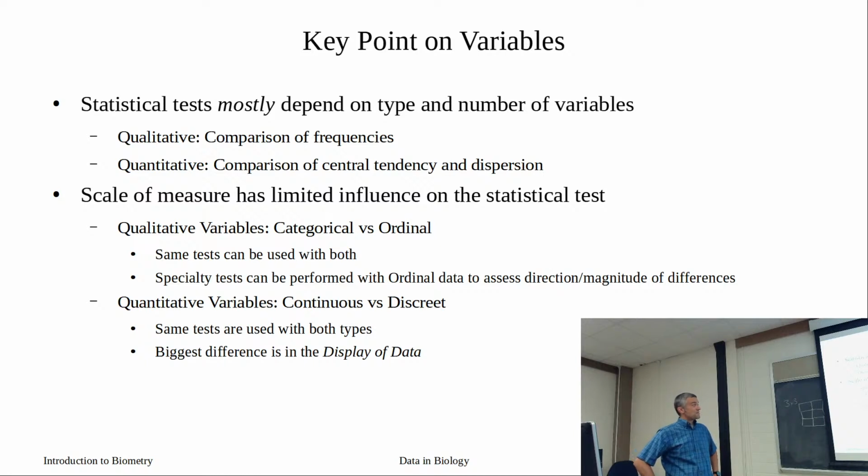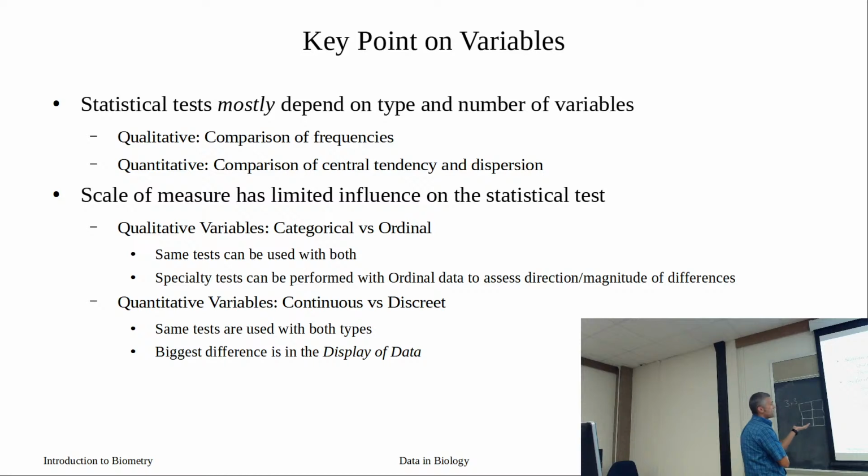All right, so key points on variables. Just kind of as another review. Statistical tests mostly depend on the type and the number of variables that we're working on. I say mostly because it also comes down to the question that you're asking. All right, so the rest of it is like, well, do we want to compare means? Do we want to compare variances and so forth?